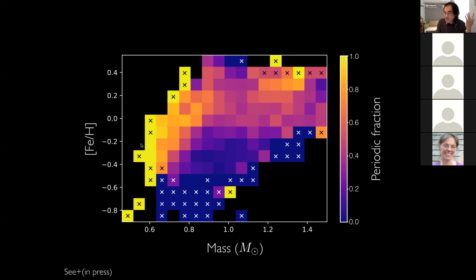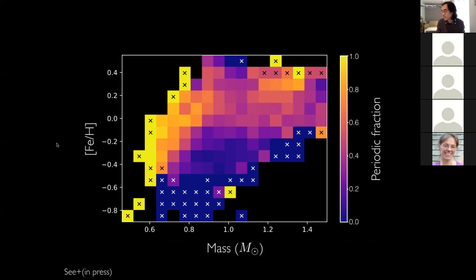Right, so at constant metallicity, what we can see is that it's much easier to recover a rotation period at small mass, at low mass. And that's because low mass stars are generally more active than higher mass stars. So if they're more active, they should have a larger variability amplitude, and it should be easier to recover their rotation periods. And that's something we've known about this mass dependence before.